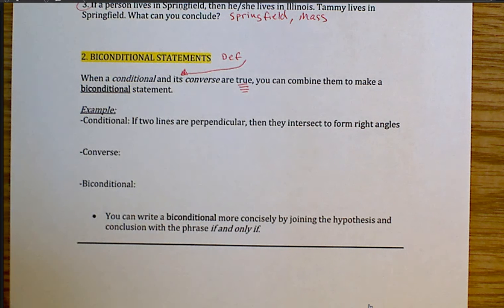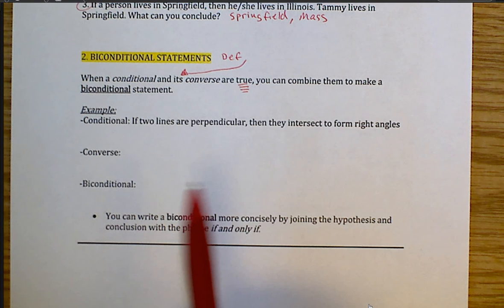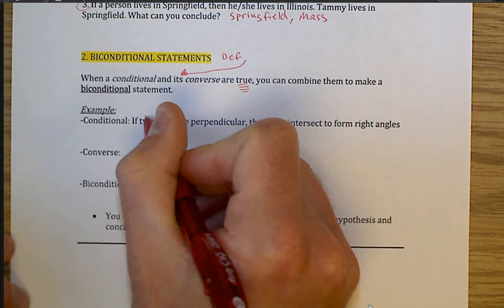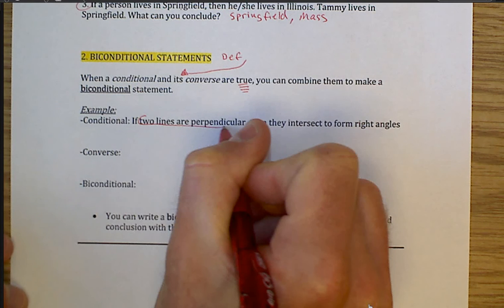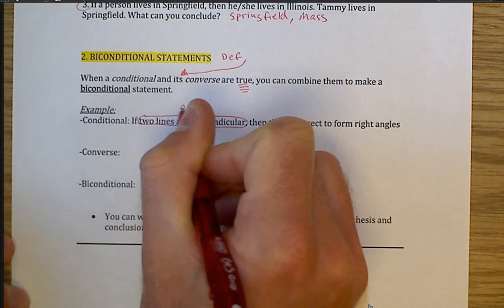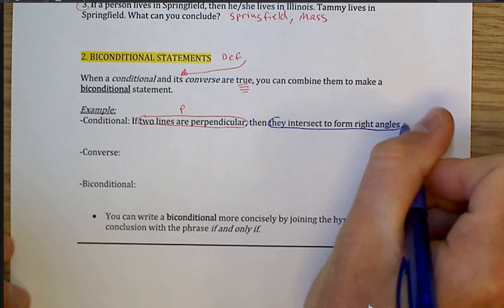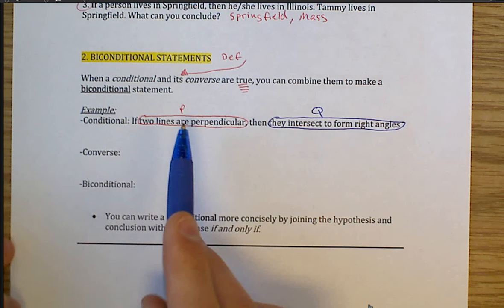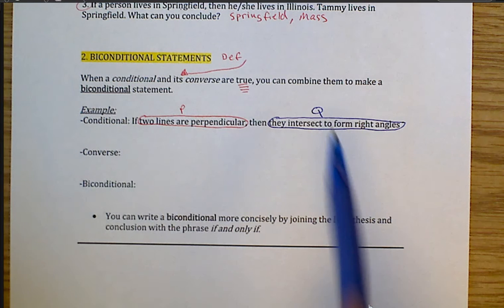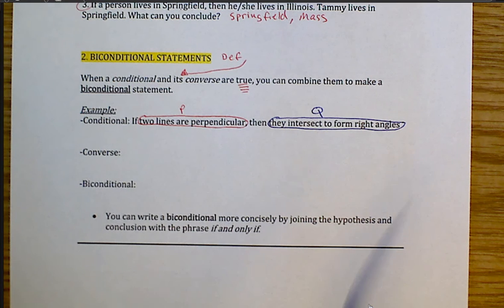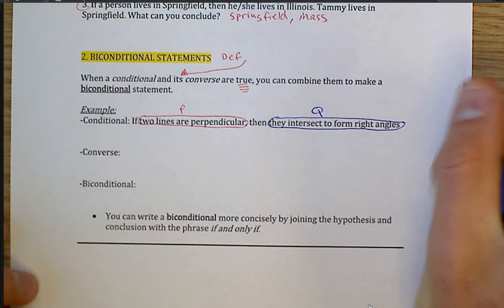So here's example one. If two lines are perpendicular, so I'm just going to do this out of habit, right? That's our P. Then they intersect to form right angles. So a quick review on conditional statements. That's your hypothesis, your P, that's your Q. Let's read it again, see if it's true or false. If two lines are perpendicular, then they intersect to form right angles. True or false? It's true. Just put a T there, circle it.